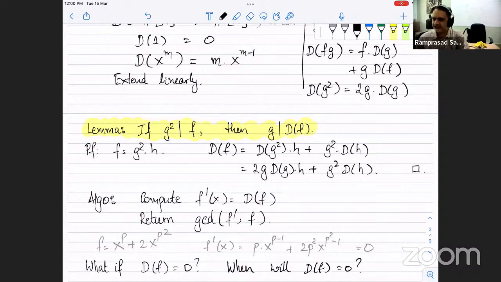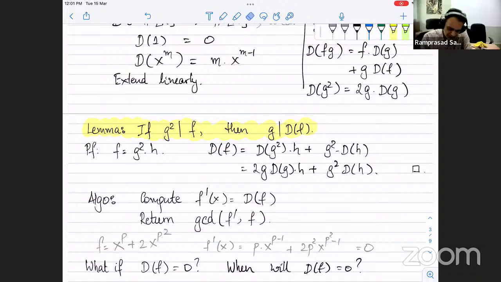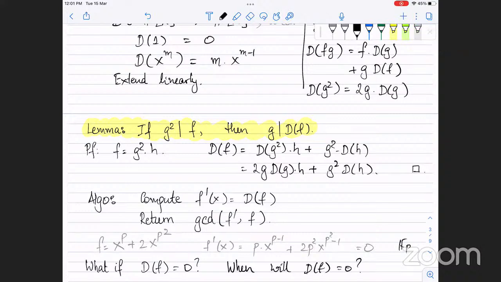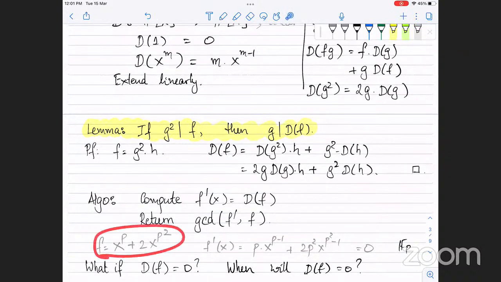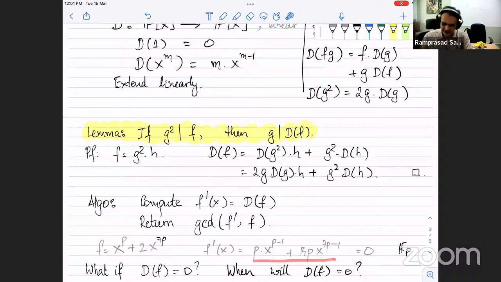In fact, the above tells you exactly when that might happen. What sort of polynomials will satisfy f prime of x equals 0? We are dealing with F_p here, and I just gave you one example. This could be something like, let's say, 7p, in which case this will become 14p x^(7p-1). So therefore, everything on the right hand side is 0 because over F_p, p equals 0.